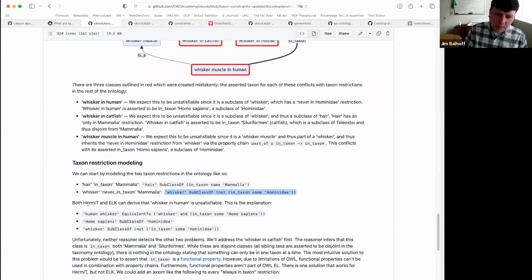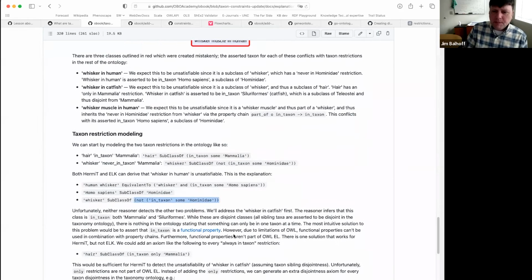Actually, both HermiT and ELK can derive that whisker in human is unsatisfiable just from having these in the ontology and the taxonomy. These are the axioms. If you ask Protege for the explanation, it combines these three axioms and you find that whisker in human is unsatisfiable. You can see in taxon Homo sapiens, not in taxon Hominidae. But neither reasoner can find the other two problems.